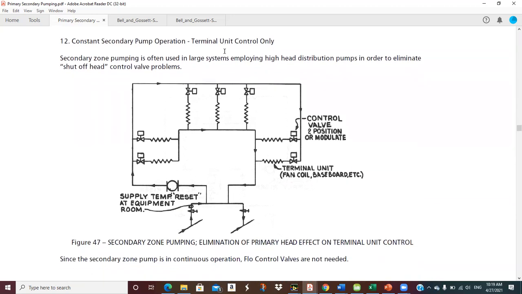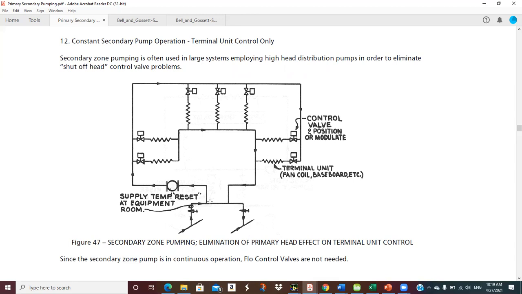Okay, constant secondary pump operation, terminal unit control only. Secondary zone pumping is often used in large systems employing high head distribution pumps in order to eliminate shut-off head control valve problems. Okay, so these may be high differential head pumps because this could be a good size loop and it's got to pump a long ways and we have to have a lot of pressure to get circulation. Also, because we've downsized the pipe to save on first cost, maybe we've run up the pump head a little bit.